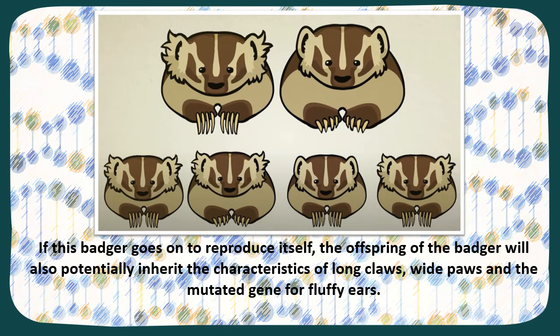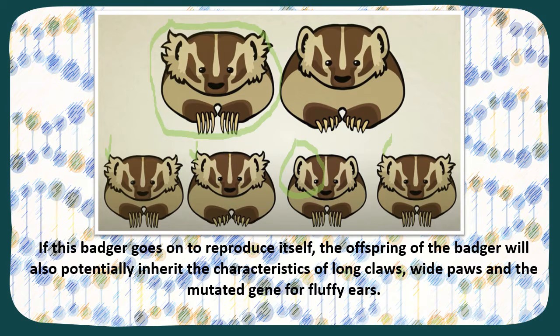So the badger, here it is, our lovely badger with their mutated ears, will then grow up to fall in love with itself, and you know how the story goes, it will reproduce to create offspring. And you'll see that some of its babies will end up inheriting those really fluffy ears. Some of them may not end up inheriting them, and that is absolutely fine because this is how inheritance works. We know that not every offspring is the same.